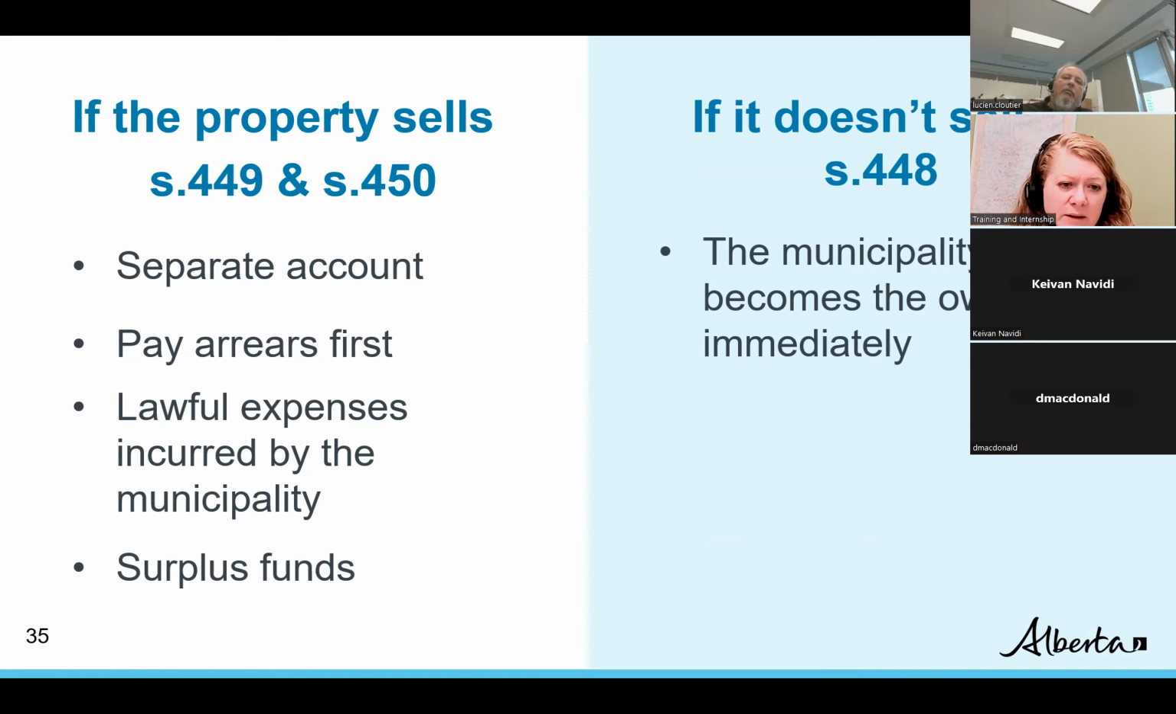The tax arrears are paid first, and then any other lawful expenses incurred by the municipality in respect of the goods. Some examples of lawful costs might be the civil enforcement agency costs or fees, advertising costs, auctioneer fees, filing fees, legal costs, those types of things. And then distribution of the surplus sale proceeds. If there are any funds remaining, the municipality must notify the previous owner that there are surplus funds and that the owner may apply to the Court of King's Bench for the money. This application may be made within 5 years after that auction took place.